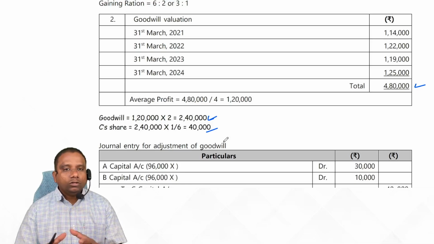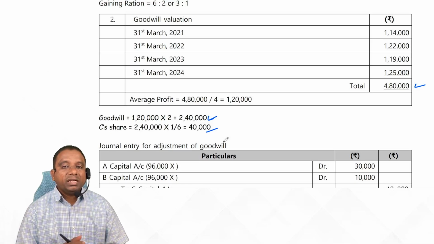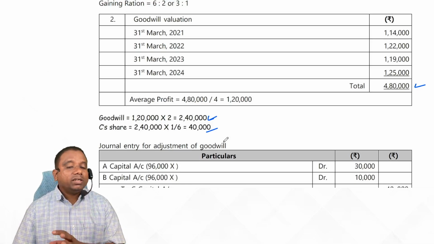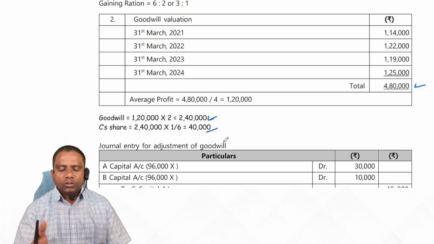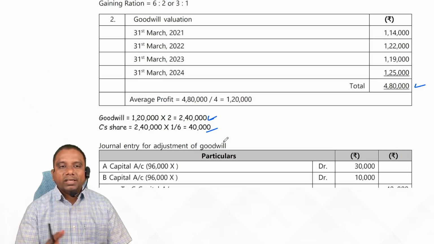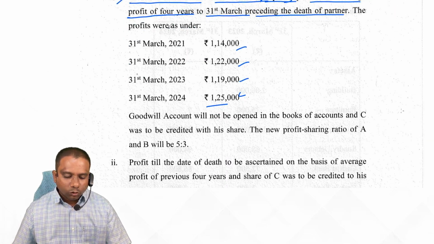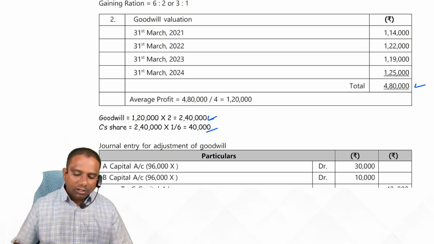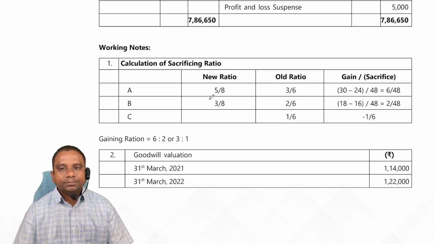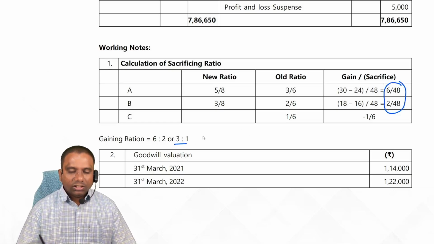Now this goodwill is compensated by gaining partners. So here we have to calculate who are the gaining partners. What is the formula for gaining ratio? To calculate gaining ratio, new ratio minus old ratio. Here old ratio is already given, 3 is to 2 is to 1. Now check the new ratio, 5 is to 3. So calculate gaining ratio like this. What is the gaining ratio here? 6 is to 2 or 3 is to 1.